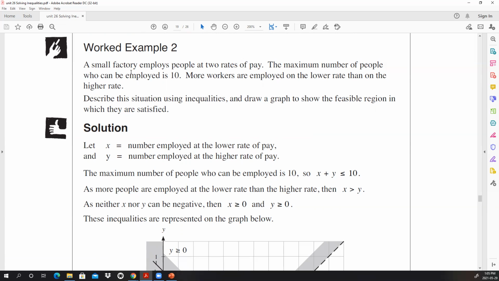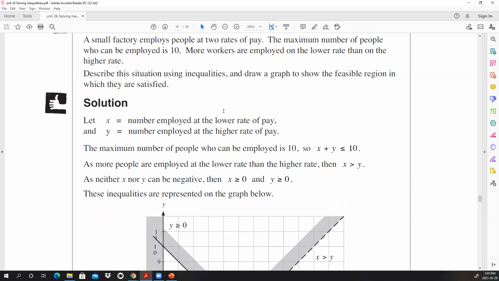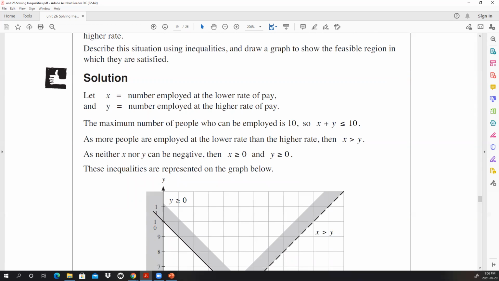Right here, it says some more things. More workers are employed on the lower rate than on the higher rate. So x must be greater than y, because more people are employed at the lower rate than the higher rate. So already you have this inequality, and then it says, as neither x nor y can be negative, x must be greater than or equal to 0, and y must be greater than or equal to 0. That's fair enough because x and y represent the number of people, and you can't have a negative number of people.